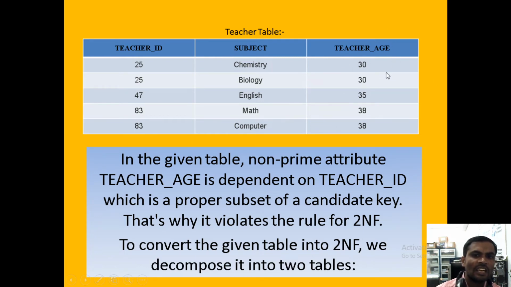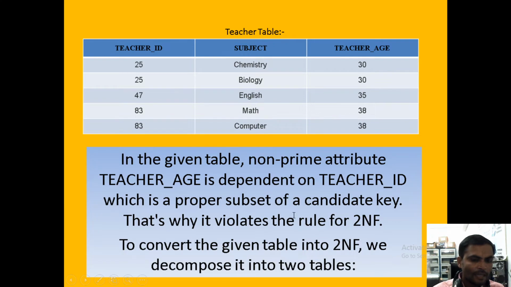We can consider the teacher age as non-prime, or we can consider the teacher ID. If we consider the teacher ID, it should be unique. That is why we consider the teacher age as a non-prime attribute, since duplicate values can exist in the teachers table. Teacher age depends on the teacher ID. It is a proper subset of the candidate key. That is why it violates the rule of the second normal form. See here, it is violating the rule of the second normal form, because it is a proper subset of the candidate key.